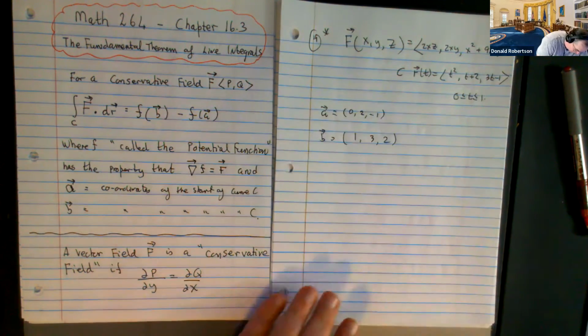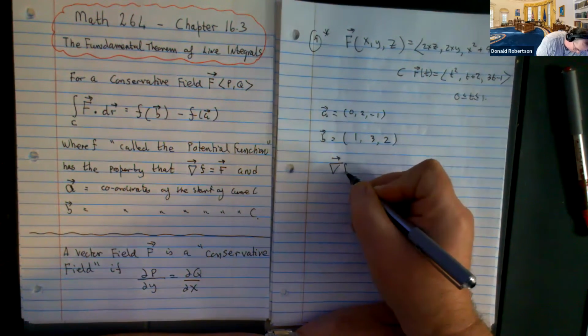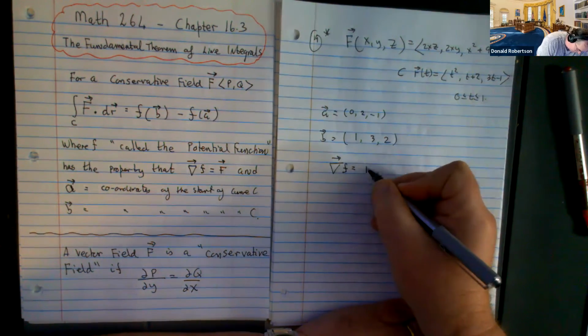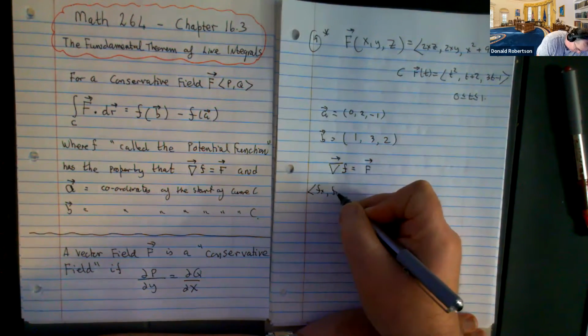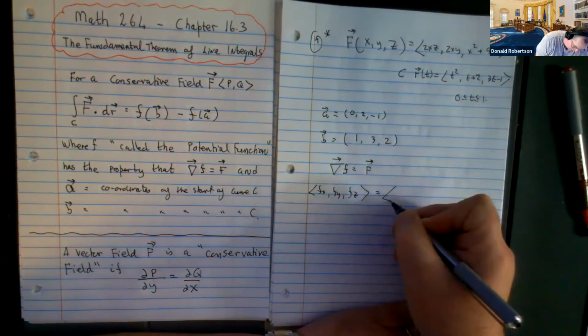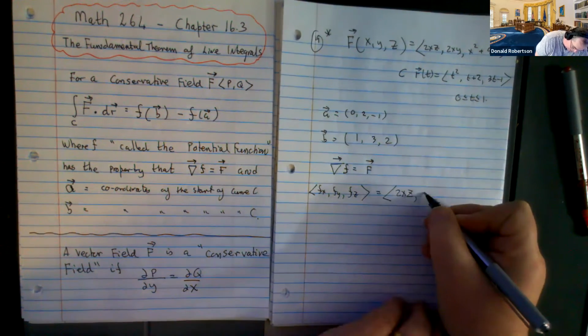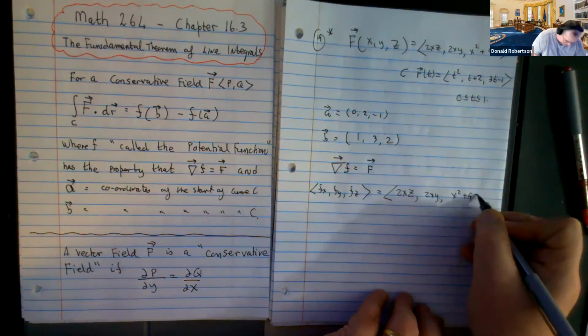Right, now we'll go hunting for the potential function. So f of x, f of y, f of z is going to equal that guy, and finally that guy.